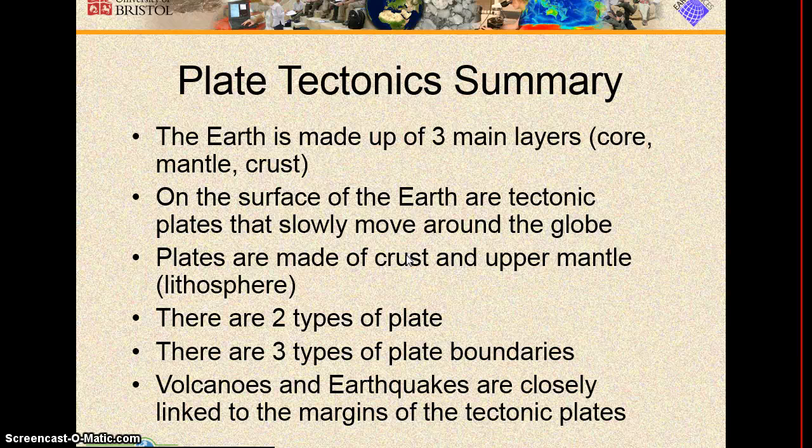All right, so remember, the Earth is made up of 3 layers. These tectonic plates move slowly because of the convection currents in the asthenosphere. There are 2 major types of plates. There is the oceanic plate and the continental plates, and 3 types of boundaries. We have your divergent boundaries, your convergent boundaries, and your transform boundaries.